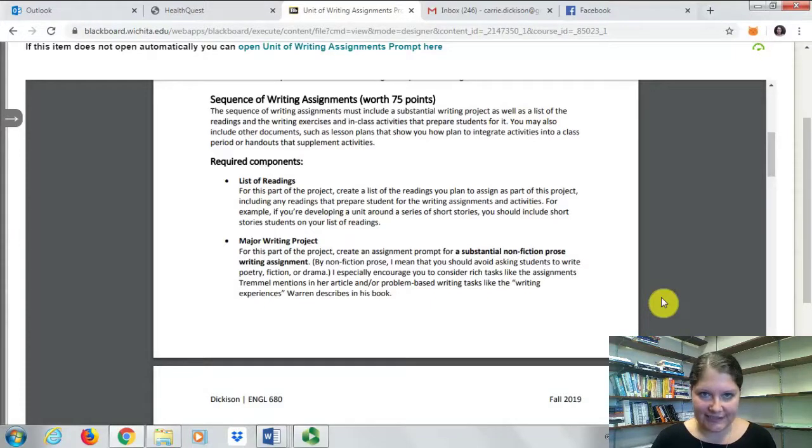So if you were teaching this in a class, what readings would you be assigning to students as part of this unit? So if you are organizing this unit around works of literature, such as short stories or poems or a novel, you should put those on your list. And if you plan to assign anything else out of, say, a textbook or a website, you should also put that on this list. So any readings that would be assigned as part of this project, as part of this unit of assignments, should be on this list of readings.